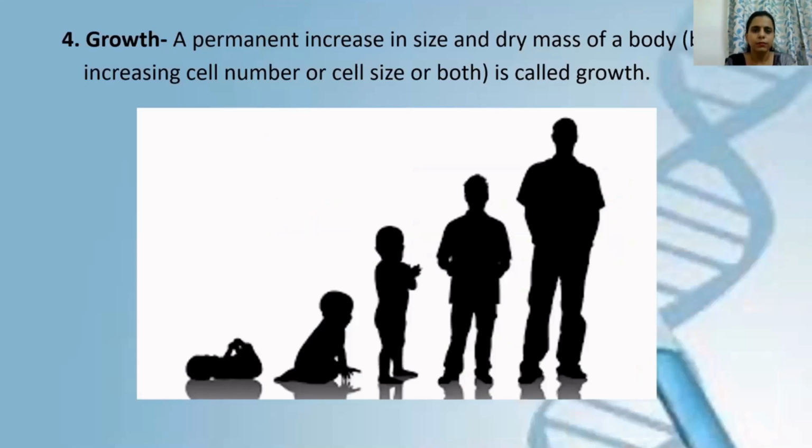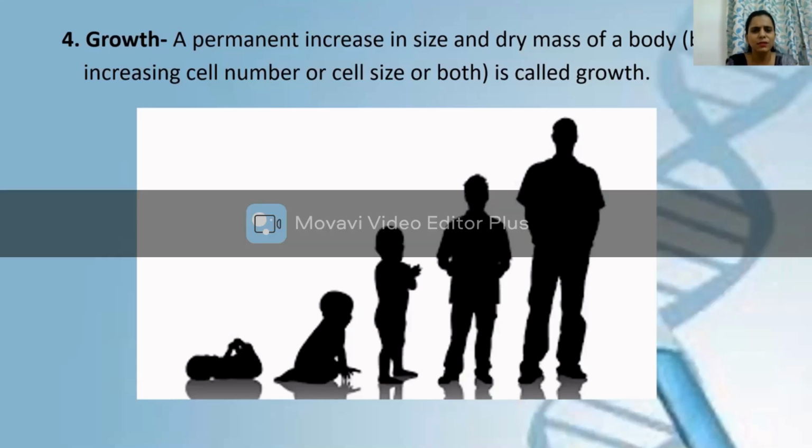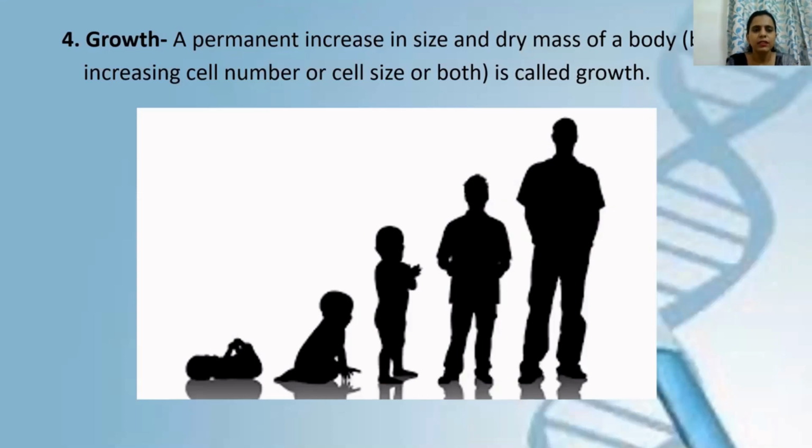Fourth characteristic of life is growth. So growth is very simple to understand. Whenever there is a permanent increase in size or dry mass of a body, it is called growth. Now, what is the cause of this permanent increase? When there is increase in cell number or cell size or both. So that causes growth in the body.